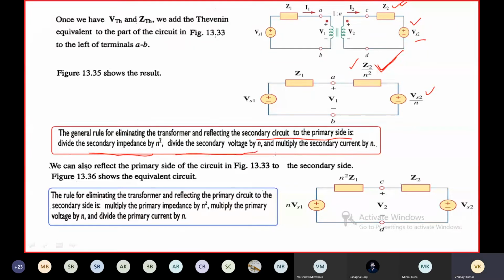Divide the secondary voltage by N. Multiply the secondary current by N.